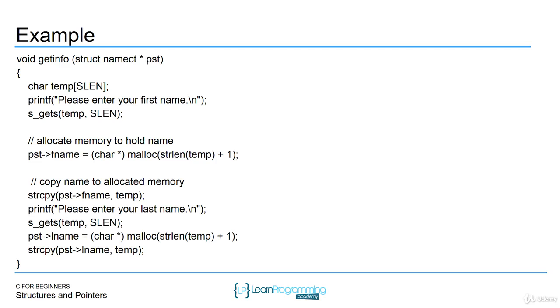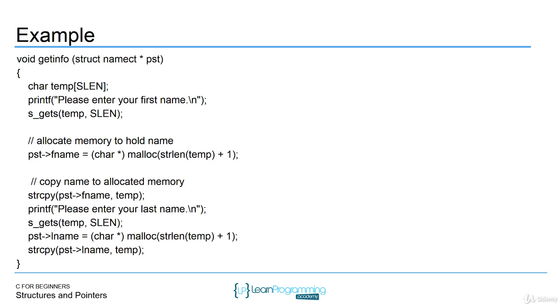But this is critical right here. This malloc call is necessary for any structures that contain pointers. We passed this pointer in, and the pointer never had memory allocated for it, so we're allocating memory inside here. We can then do our copy very easily. We can copy temp to fname of our structure pst that was passed in as a parameter. And then we can have them enter their last name. We can malloc more memory for their last name and then store it in the lname struct variable.